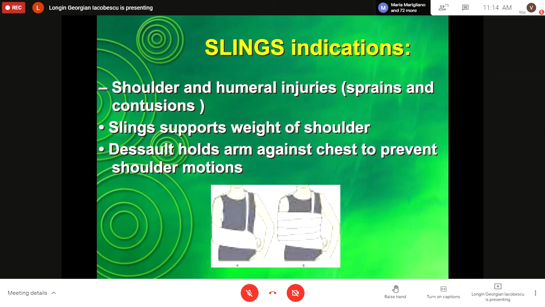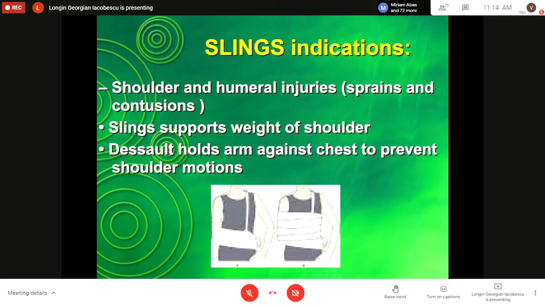We also have another type of thoracobrachial bandage. It's called the sling. The sling's indications are for shoulder and humeral injuries like sprains and contusions. The biomechanical role of the sling is to support the weight of the arm and the shoulder, compared to the Dessau bandage that holds the arm against the chest to prevent shoulder motions.